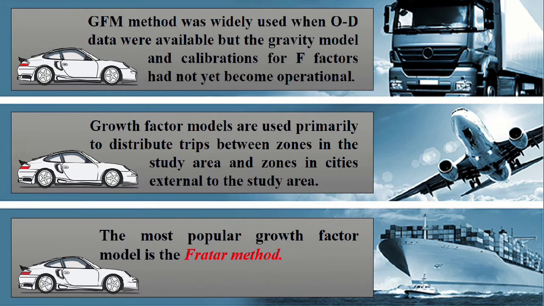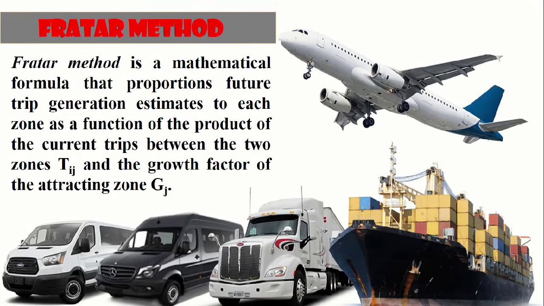So, ano nga ba yung Fratar method? So, Fratar method is a mathematical formula that proportions future trip generation estimates to each zone as a function of the product of the current trips between the two zones, Tij, and the growth factor of the attracting zone, Gj. So, dito, mahalaga tong Fratar method kasi ito yung mostly ginagamit para ma-compute yung trip distribution.